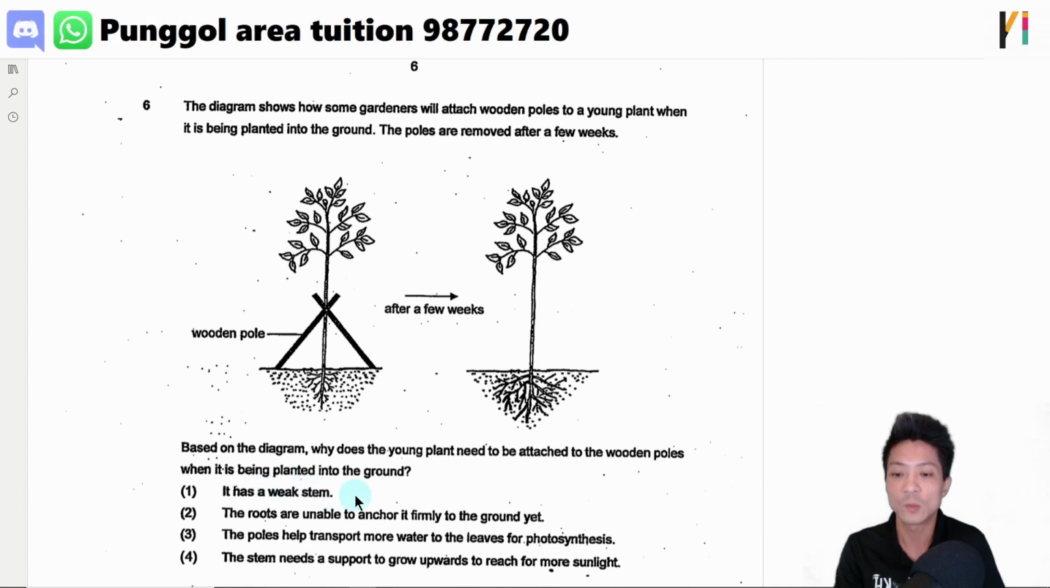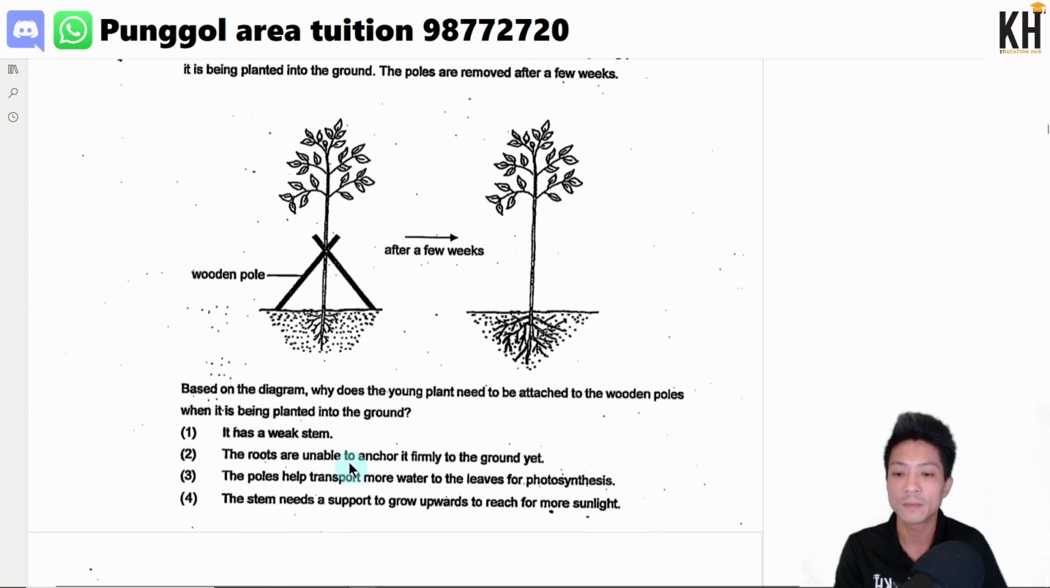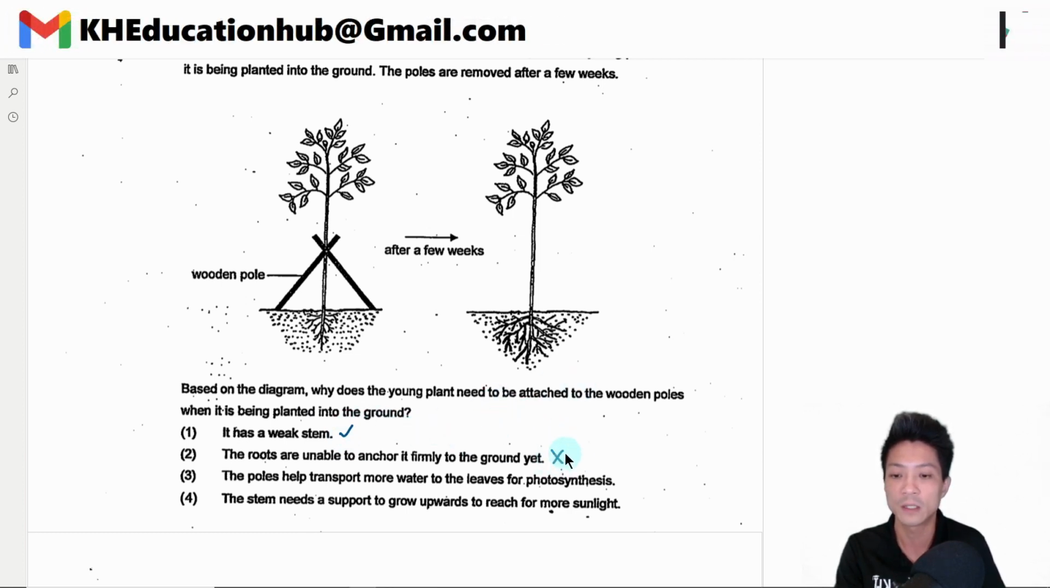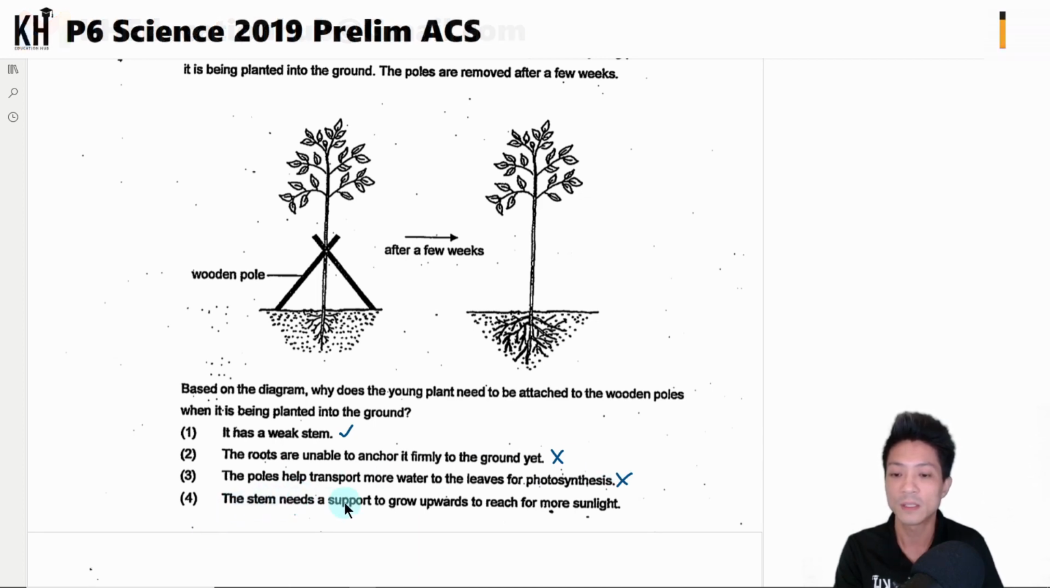Is it because it has a weak stem? Probably. The roots are unable to anchor it firmly to the ground yet. No. The poles help transport more water to the leaves for photosynthesis. This is definitely not. If the stem needs support to grow upwards to reach for more sunlight.